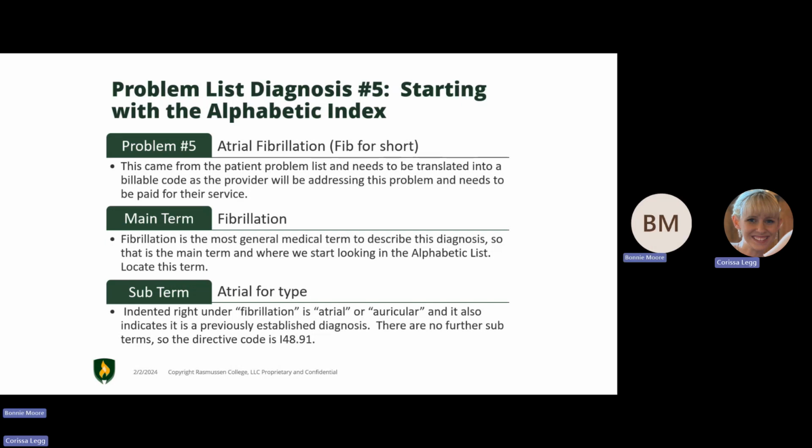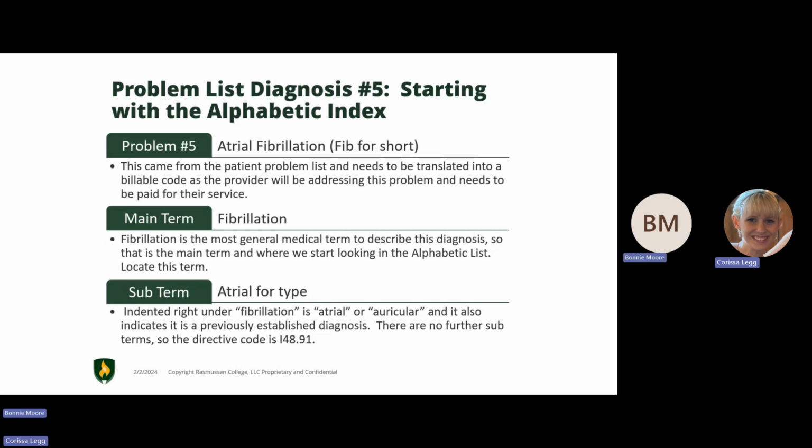Our subterm, which will be indented underneath, is atrial, or it also gives the option of auricular. Either word means the same thing. I mean, it pertains to the same code, whichever word is the subterm. Ours is atrial, so that matches. And what that means is that this is a previously established diagnosis. So there are no further subterms.